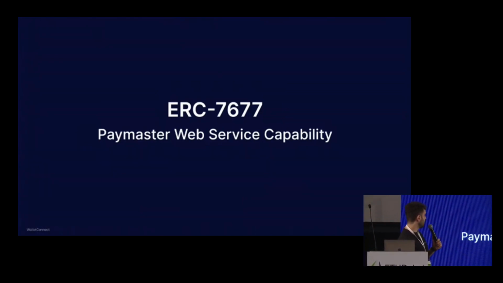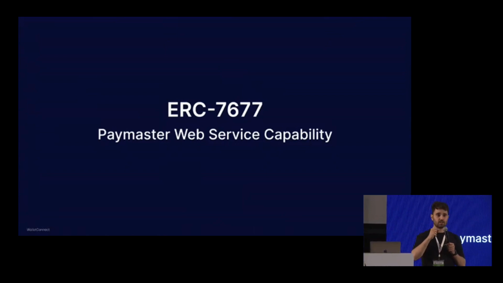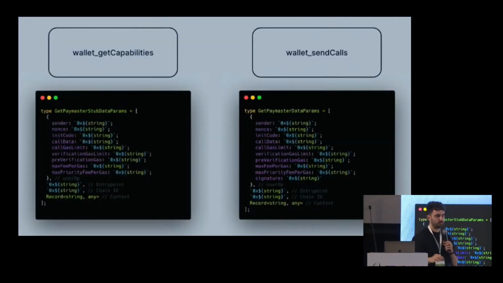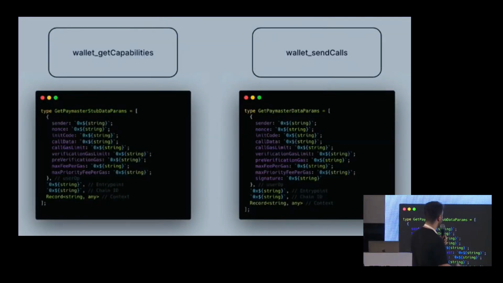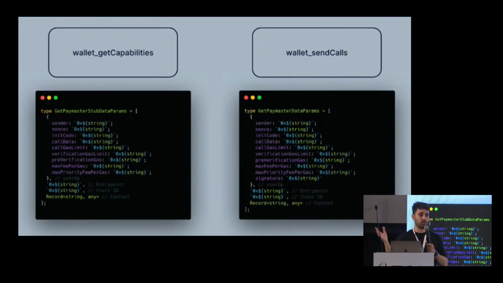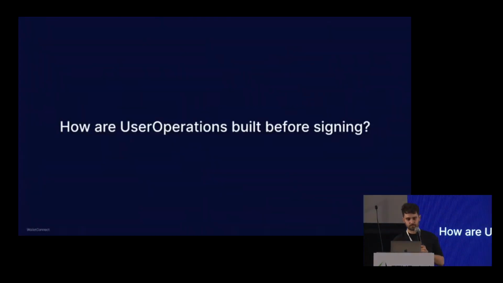The 7677 defines a paymaster web service capability. So building on top of the 5792, you can define this capability in a way that all paymasters will work in the same way. And therefore, apologize for more code, you end up having these patterns where you can say, with these characteristics, you can send to a wallet, and then you know that they always have a paymaster, and this way we have a more decentralized way for paymasters to work in the same way.